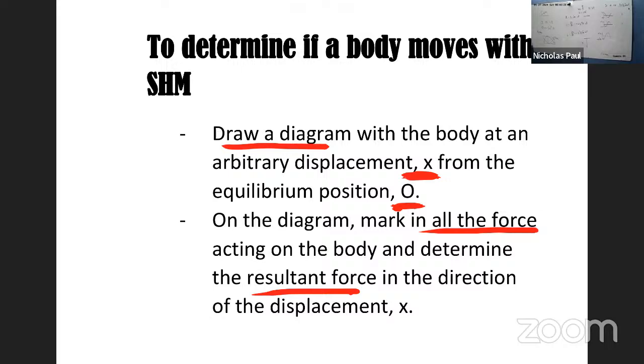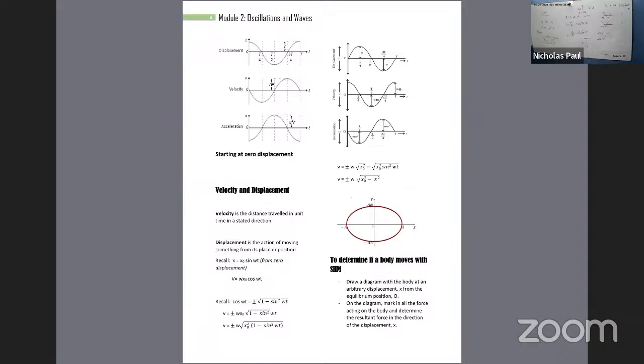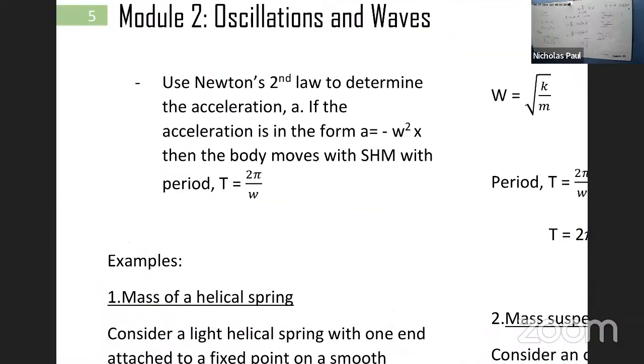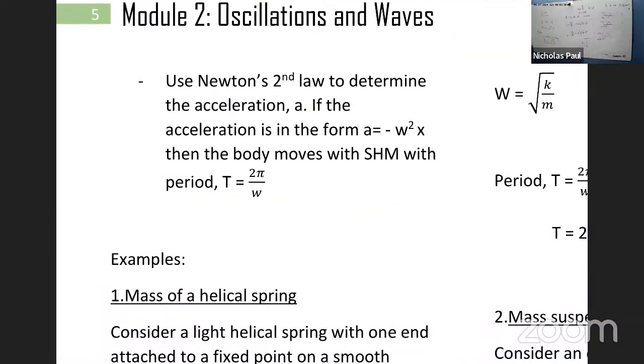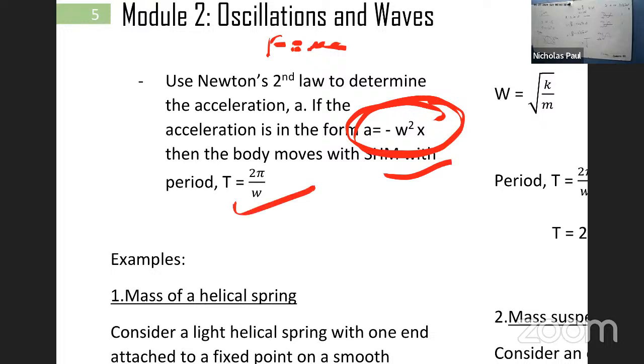Okay? After you do that, then applying Newton's second law, which you hopefully remember, F equals ma. And if you can prove this, then the body has simple harmonic motion, period 2 pi on omega. That's okay? So we're going to take a look at some examples, right?